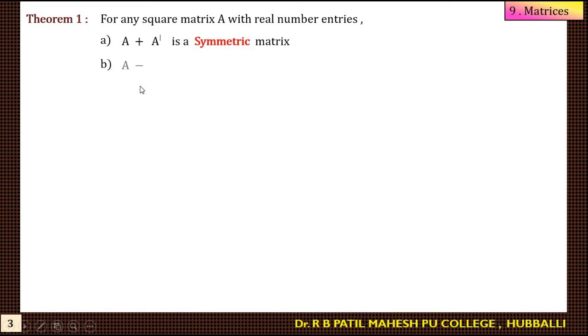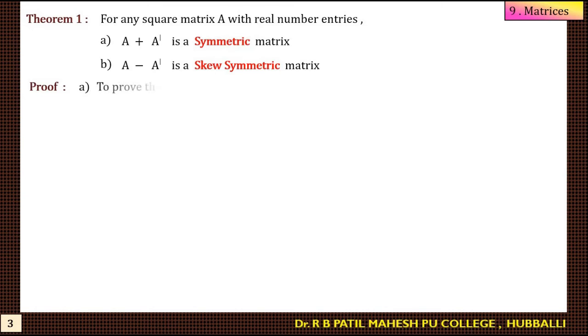And second one, A minus A dash is a skew symmetric matrix. If we take subtraction, then that subtraction matrix becomes a skew symmetric type. This is true for any square matrix. Let me prove this theorem.